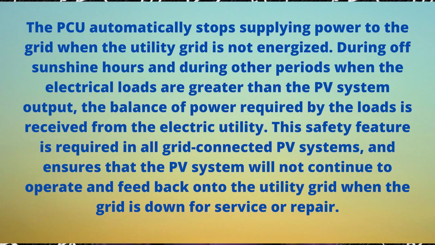The PCU automatically stops supplying power to the grid when the utility grid is not energized. During off sunshine hours and during other periods, when the electrical loads are greater than the PV system output, the balance of power required by the load is received from the electric utility. This safety feature is required in all grid-connected PV systems and ensures that the PV system will not continue to operate and feed back onto the utility grid when the grid is down for service or repair.